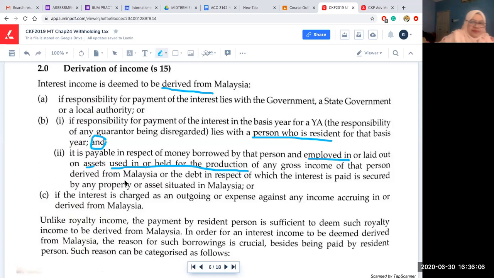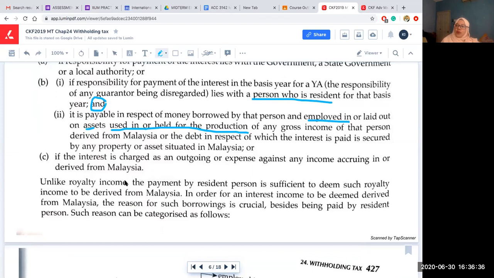Alright, so it means that not only must the person be a resident, but the money borrowed is used in business or to purchase an asset used in the production of income in Malaysia. Alright, or the debt in respect of which the interest is paid is secured by any property or asset situated in Malaysia. It means that you borrow the money, but as a guarantee, you must have some kind of asset to secure the loan, right? So in that case, it is secured by any property or asset in Malaysia, then the interest is deemed to be derived in Malaysia, right?